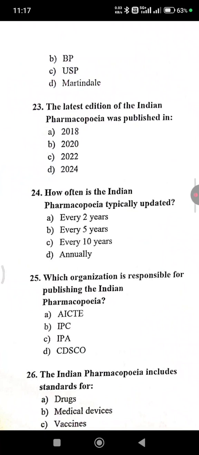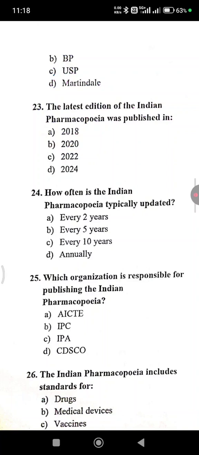Let's go to question number 23. The latest edition of the Indian Pharmacopoeia was published in 2020.